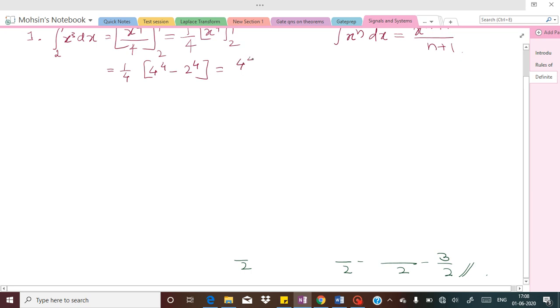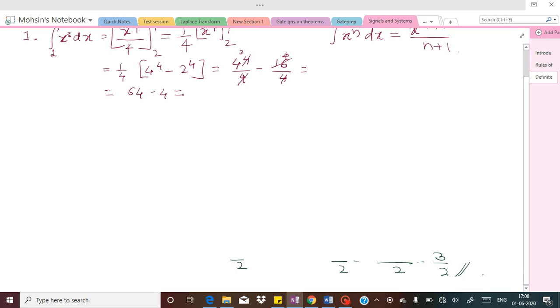At that time, what will happen: 4 by 4 minus 2 raised to 4 is nothing but 16 by 4. When you evaluate this, the 4 will get cancelled, here you will get 4 raised to 3, and here 4 for the 16, 16 for the 64. Finally, what we are going to get is 4 raised to 3, which is 64, minus 4, and its answer is equal to 60. So the first integration is equal to 60.